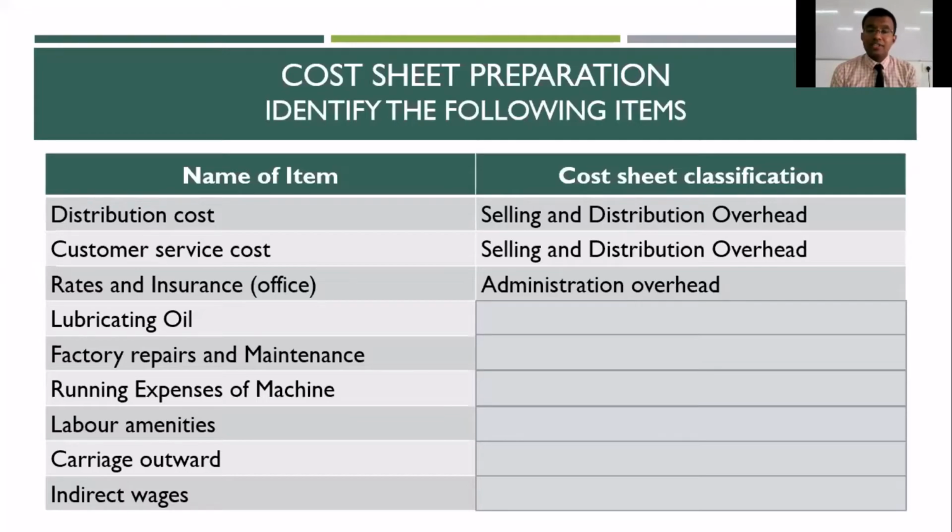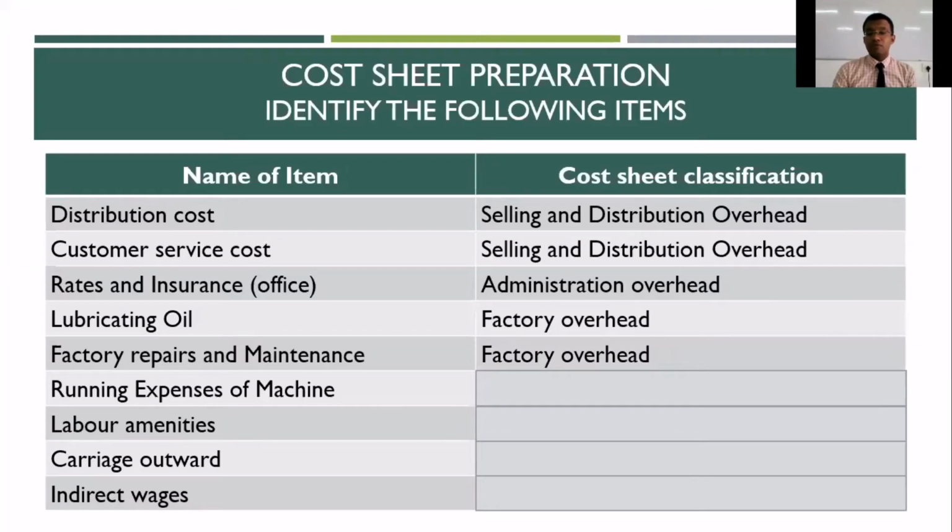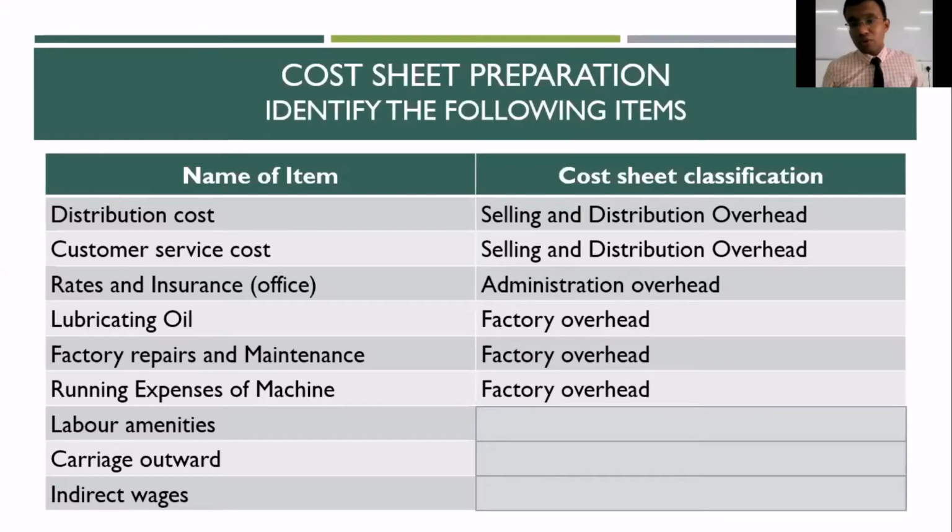So for that, this would be an indirect material at factory, so this would be a factory overhead. Factory repairs and maintenance, I think this should be quite easy for all of you. This is a part of your factory overhead. Running expenses of a machine. In order to get a machine up and running, you may have to spend some money. You may have to spend on electricity, petrol, or diesel. So that would be a part of your factory overhead.